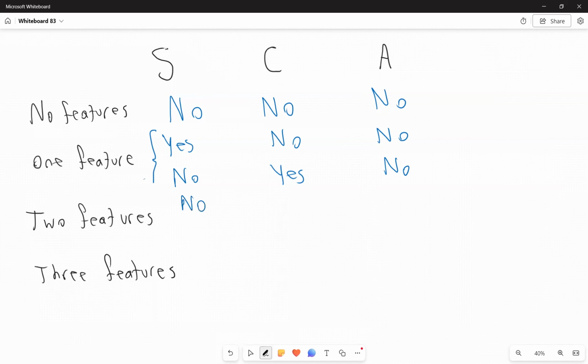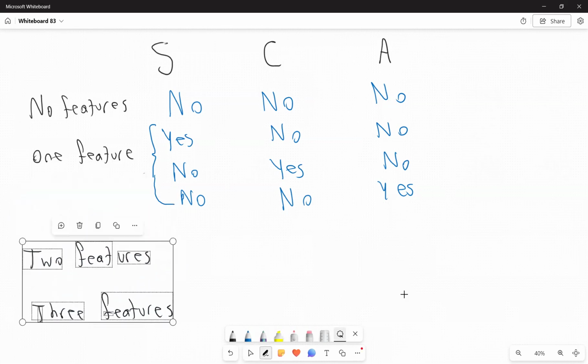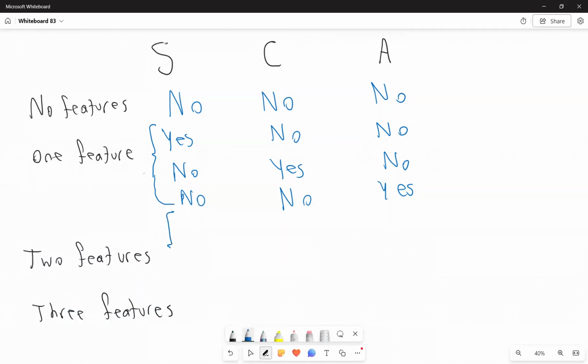So it has 2, but not 3. These are the ways in which the phone can have two features. Now I need more space. Or in which the phone can have one feature. We have two more cases. So two features, when it has two but not three.